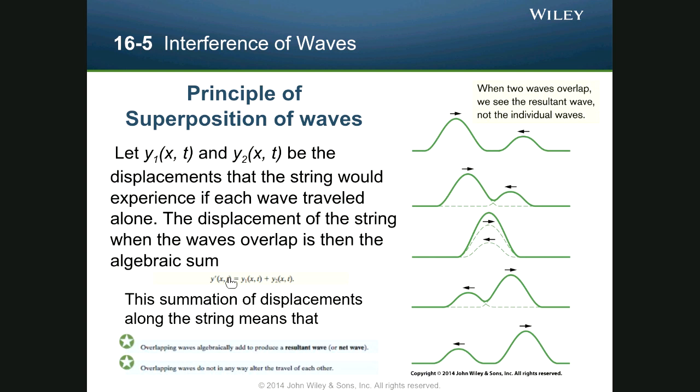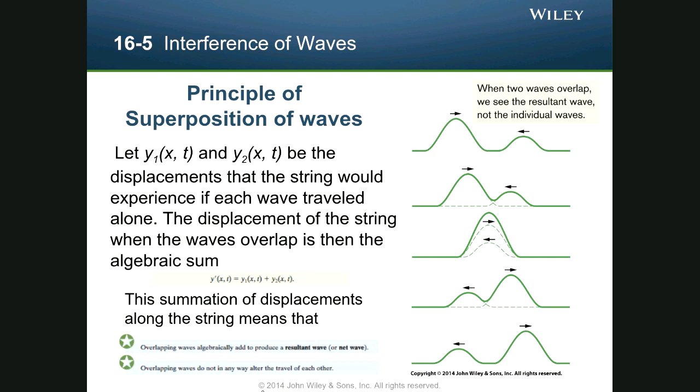So this y prime is not a derivative. It's just the sum of y1 plus y2. Okay? So this summation of displacements along the string means two things. One, overlapping waves algebraically add to produce a resultant wave, or net wave. Two, overlapping waves do not in any way alter the travel of the wave. All right. So those are two main points that we want to keep in mind as we go through this.